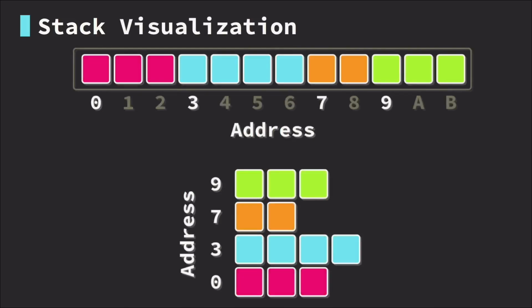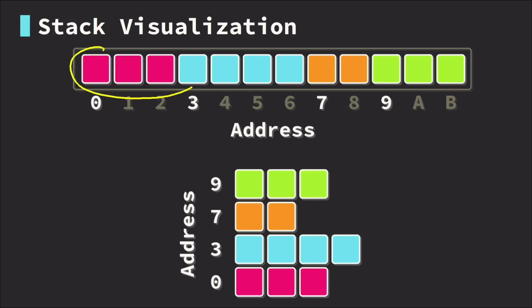Let's take a look at a visualization of a stack in memory. Here we have some contiguous memory, and each color represents some different data. The top and bottom halves of the slide are the same memory, just represented differently. The one at the top goes from left to right, and the one at the bottom goes from bottom to top. Here are the addresses for this chunk of memory. The ones that are highlighted in white signify the start of some new data. As you can see, the data is packed without any gaps between items. So we just go from one piece of data onto the next piece. There's no memory gaps in between.